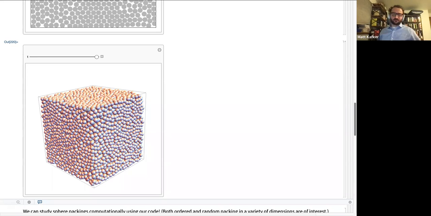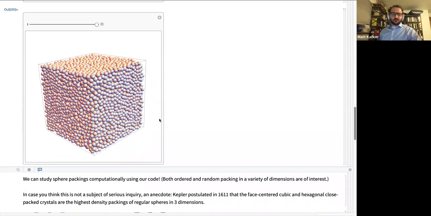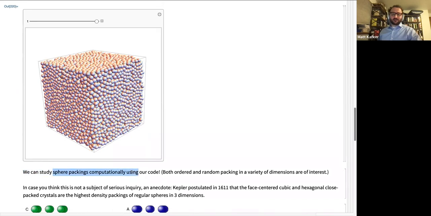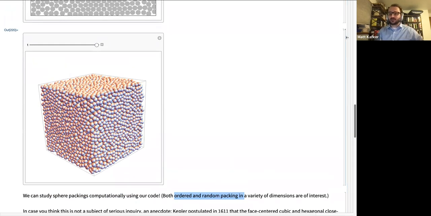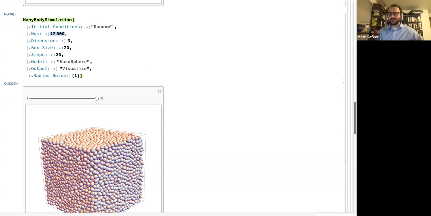So again, this code has shortcomings, but it's not terrible, and this can be quite computationally intensive. The point is that you can study sphere packing computationally, and you can look at both ordered and random packing arrangements. I haven't looked into this super deeply, but it's good to know. I didn't do anything special. I can show you the code that ran this thing. Just give me random initial conditions, 12,000 particles, and run for not that many steps, then you get something like this.